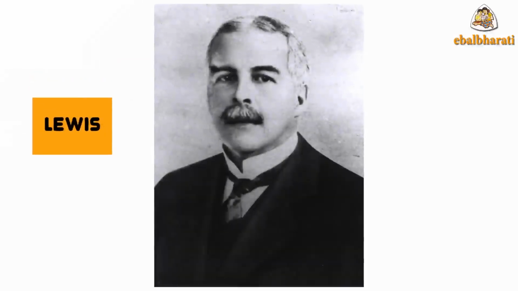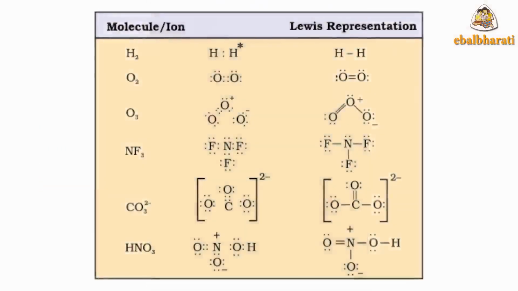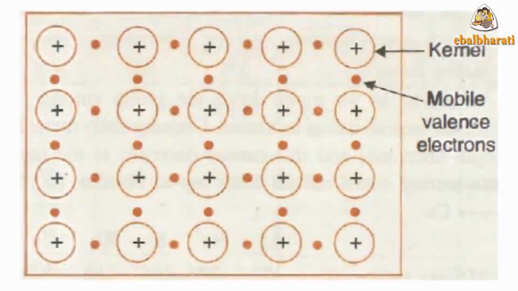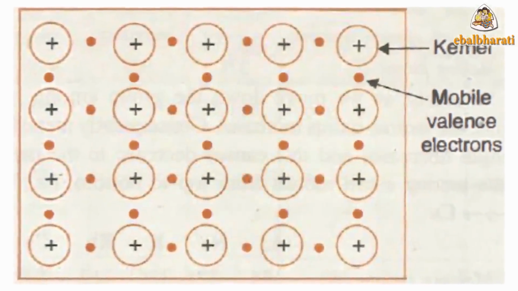According to Lewis, the atoms can be pictured in terms of a positively charged kernel, the nucleus plus inner electrons, and an outer shell that can accommodate a maximum of 8 electrons. This octet of electrons represents a stable electronic arrangement. Let's go ahead with the explanation of this now.